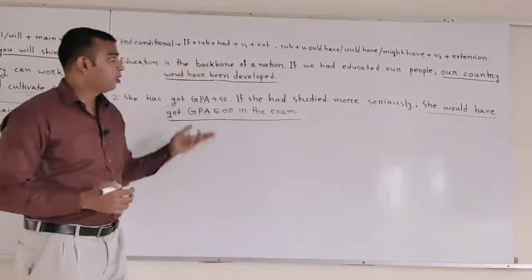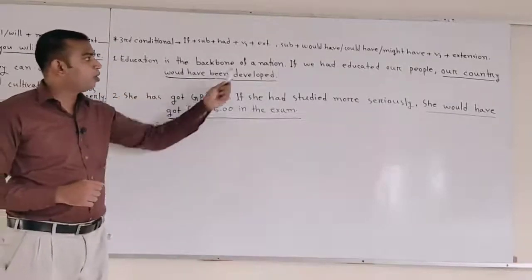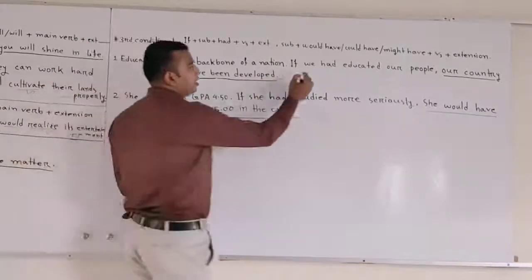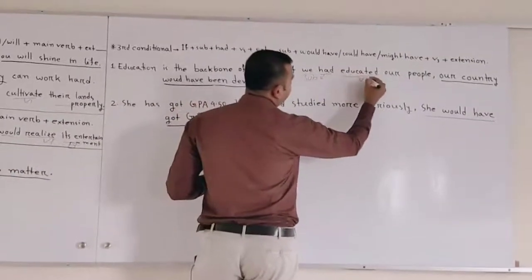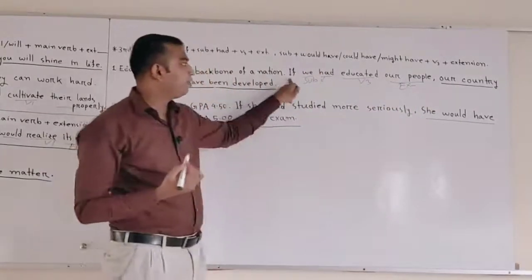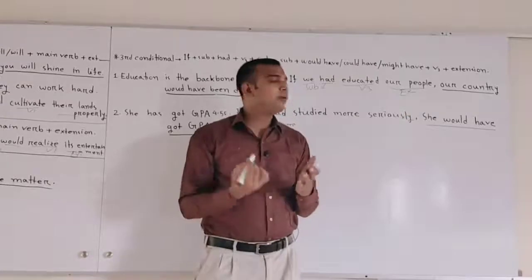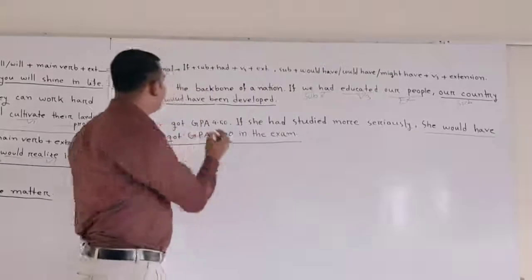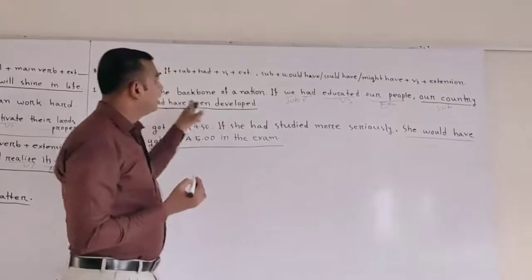Let's have a look at a couple of examples here. The first example: education is the backbone of a nation. If we had educated our people, look here, it started with a subject, it's auxiliary verb, then verb 3, and this one is extension. So the clause begins with if, then subject had verb 3, then extension. So the second clause will be, look here, subject, our country, then would have. We have selected here would have, then a verb 3.